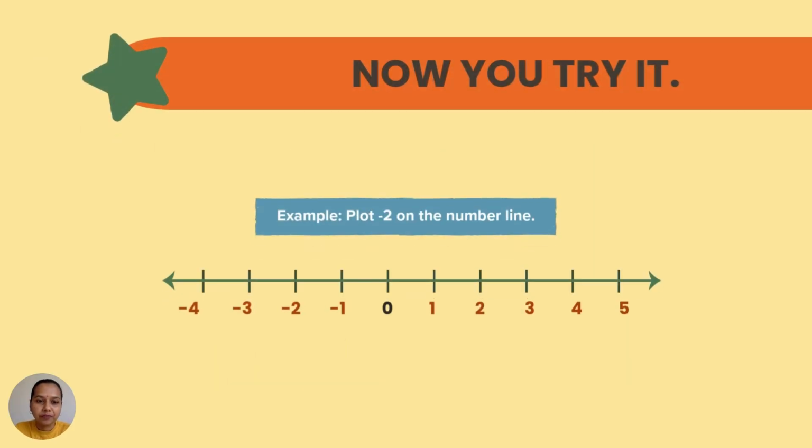So now you try. Example, plot negative 2 on the number line. Take a few moments and try this out and come back.